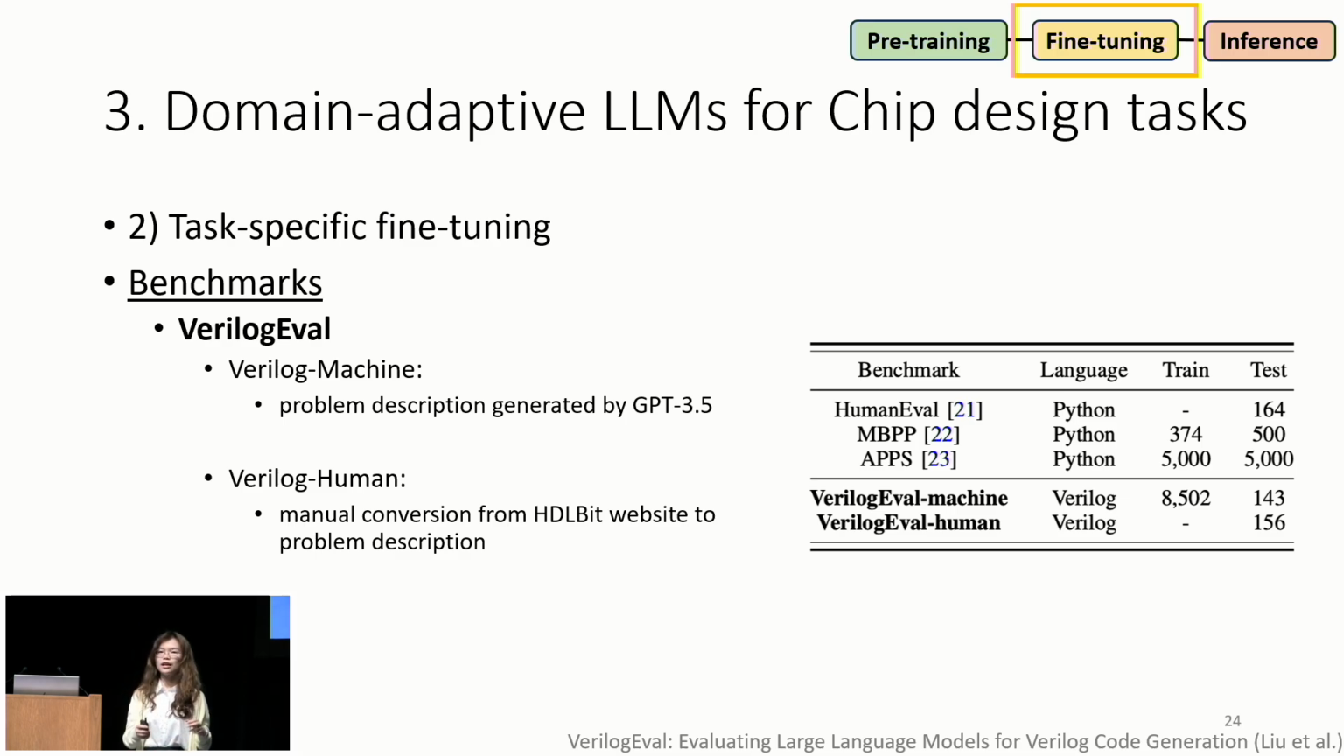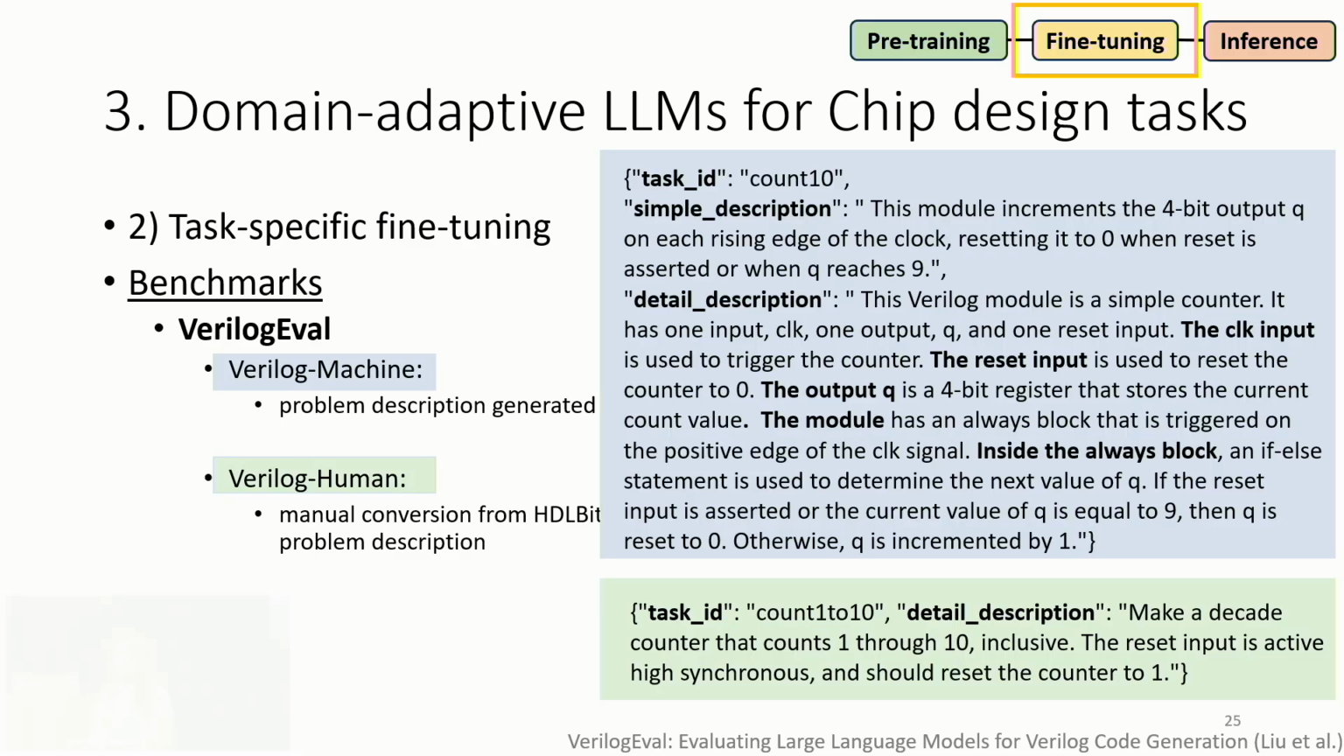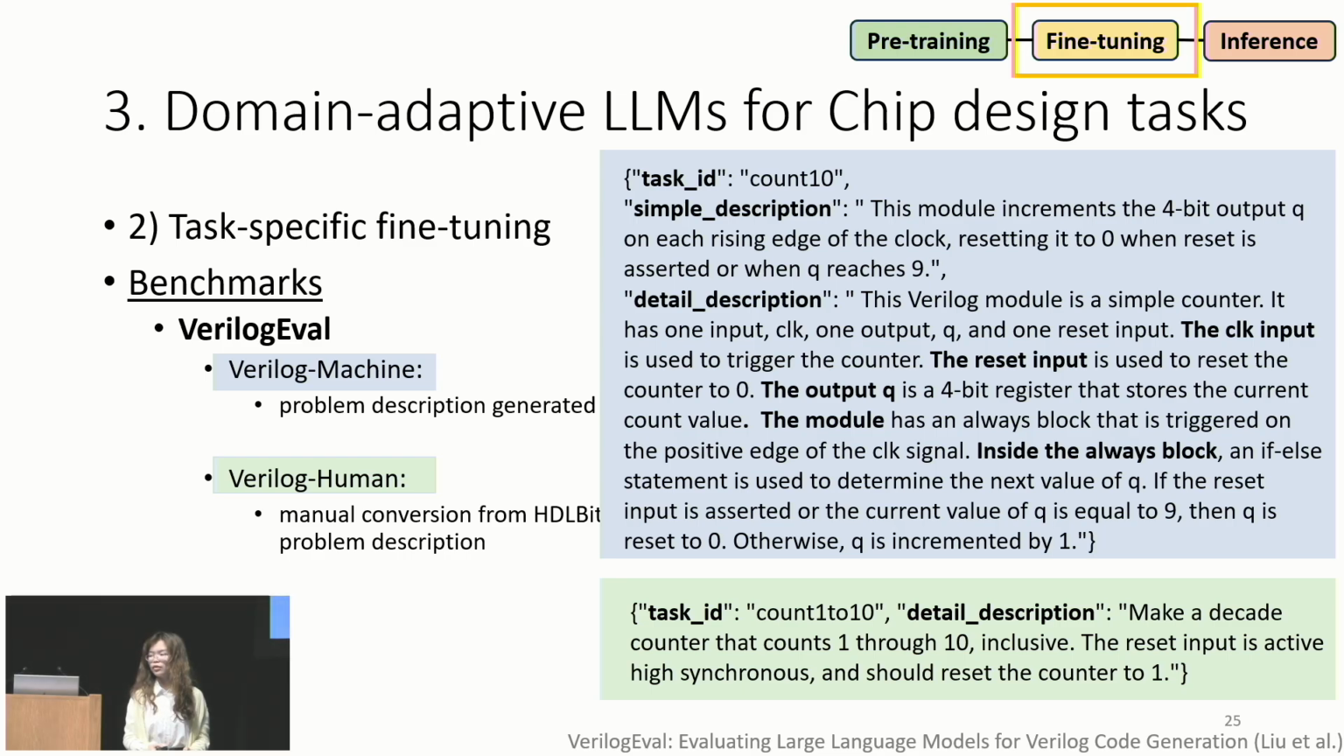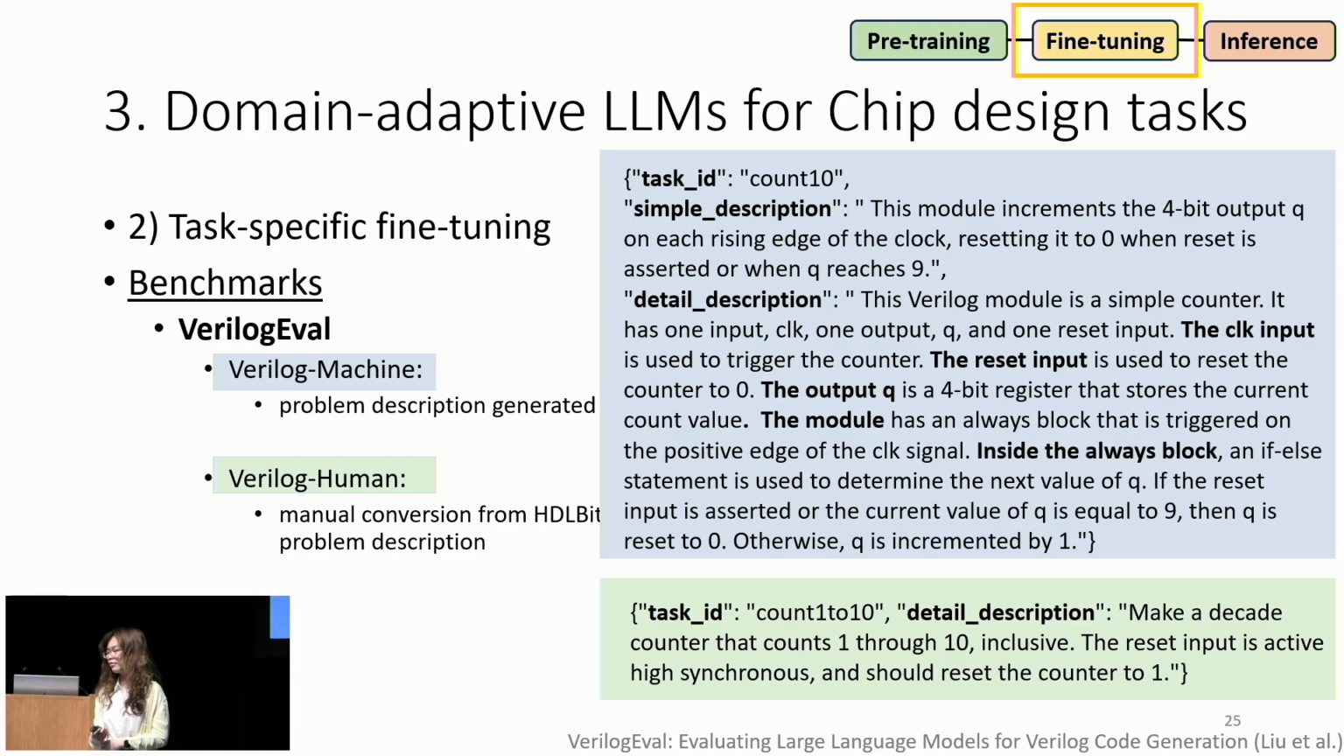So it is a larger size compared to RTLM, and similarly for the metric, we also care about the pass at K rates for both semantic and syntax checking. And here are also some examples for Verilog-Machine and Verilog-Human.